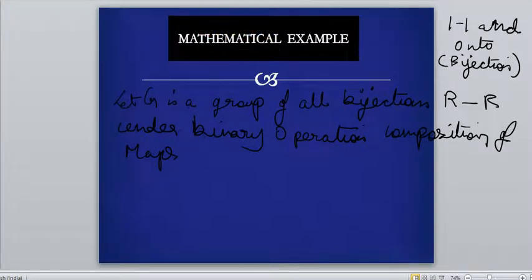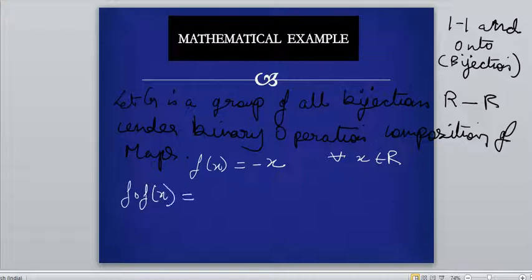Let's say I give you the function f of x equal to negative x, for all x belonging to R. Now let's find f of f of x. That will be minus of minus x, that is plus x. Nobody writes a plus x, you just write x. So what is happening? You see, you're getting the identity.